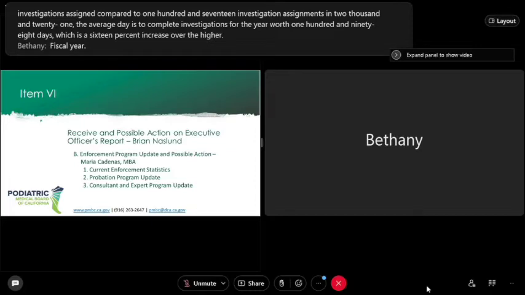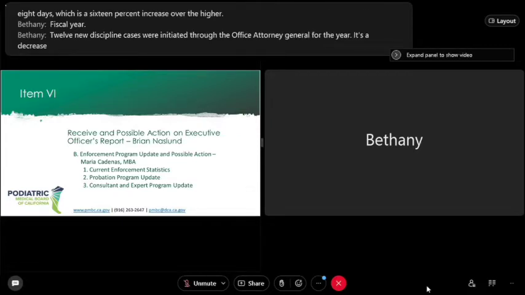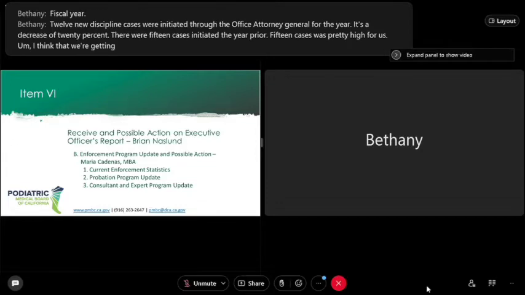12 new discipline cases were initiated through the Office of Attorney General for the year. It's a decrease of 20%. There were 15 cases initiated the year prior. 15 cases was pretty high for us, higher than usual. So we're getting closer to our average.